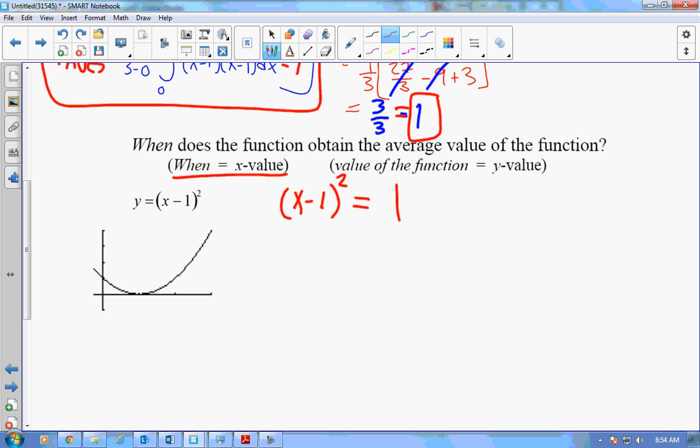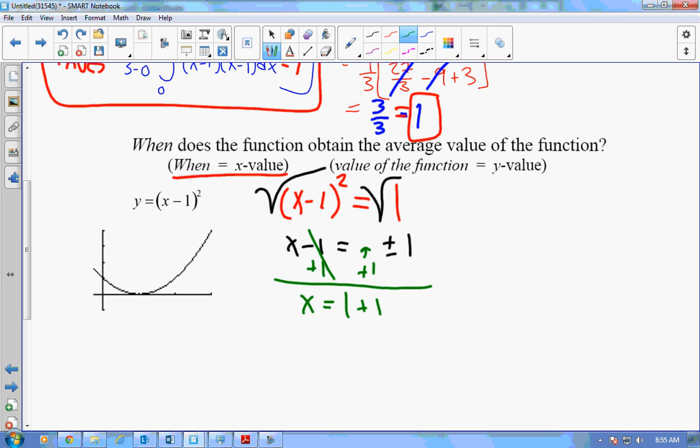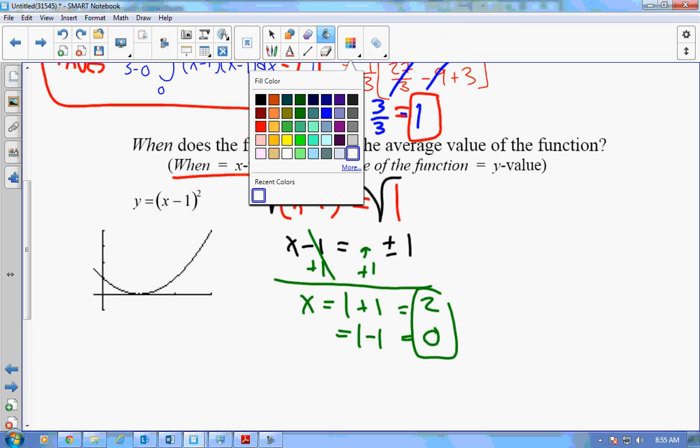So if you solve, square root, x minus 1 equals, what's the square root of 1? Plus or minus 1. Then if we add 1, be very careful. When you add 1, where does it go? Does it go after the plus or minus 1, or before? It goes before. 1 plus 1 and 1 minus 1, so we get 2 and we get 0. The average value obtains this in 2 places.